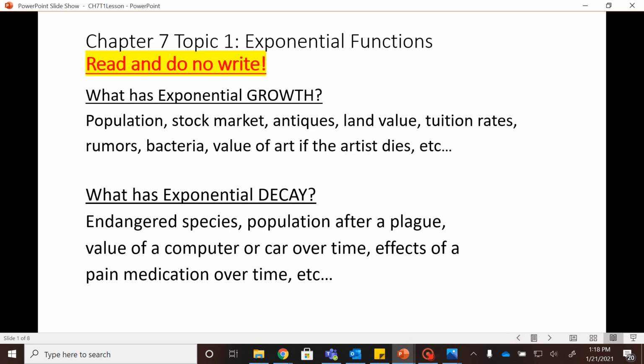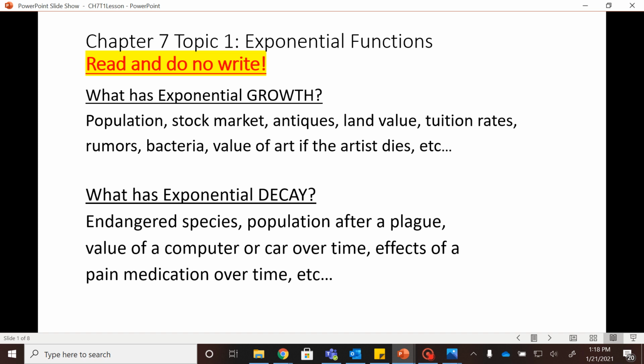All right, let's take a look at exponential functions. Today we're going to be looking at how to graph exponential functions, how to identify exponential growth and decay, and how to recognize transformations.